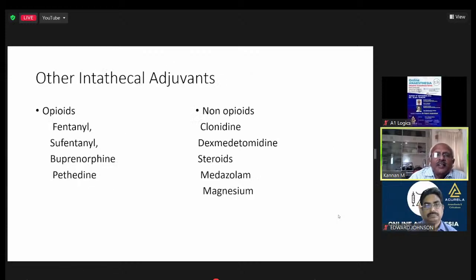So, other intrathecal adjuvants widely used, very well, are opioid drugs, fentanyl and sufentanil, and these two drugs are very much accepted. They are full agonists, and the only thing is they reduce the onset time of analgesia when we add them with bupivacaine, but the duration of their effect is short-lived, around 3 to 4 hours. Of course, sufentanil has an extended time, but not exceeding 6 hours. But buprenorphine and pethidine have also been used by many of us, and buprenorphine is supposed to have 18 hours of action, and pethidine was used.